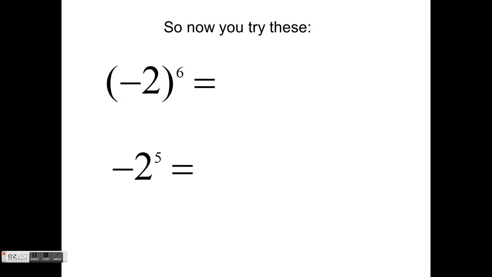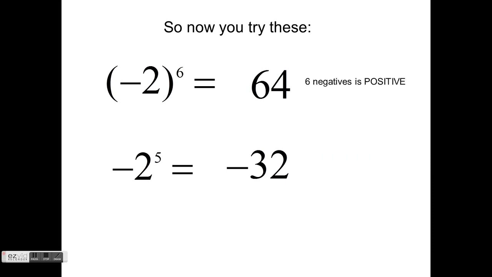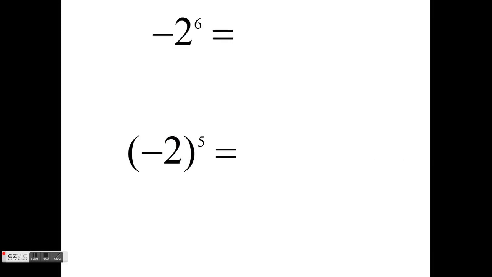Try these. The top one is 64. The bottom one is negative 32. So for the top one, you get 6 negatives. It's in a hug, so that's 6 negatives. That's positive because it's even. In the bottom, it's got a zapper. It's negative.